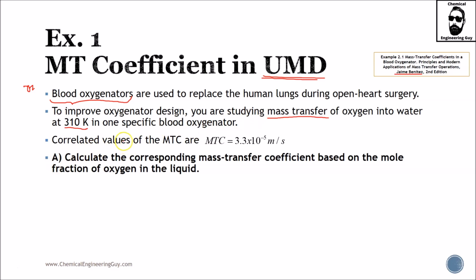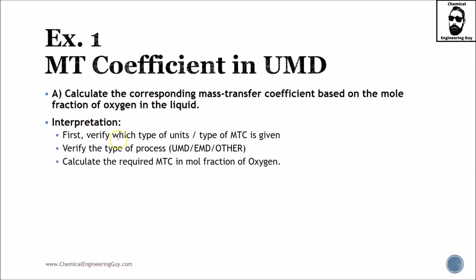oxygenator. The correlated value, meaning that this comes from a correlation of the mass transfer coefficient, is given as follows: 3.3 times 10 to the minus 5 meters per second. And you know this is not speed, this is related to the mass transfer coefficient. And they want us to calculate the corresponding mass transfer coefficient based on the mole fraction. So this is interesting. First we need to verify what type of units these are, and then we need to change them to mole fraction.